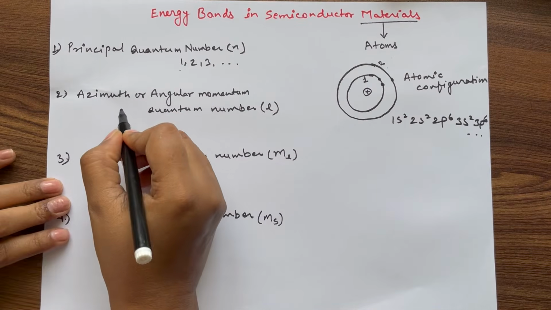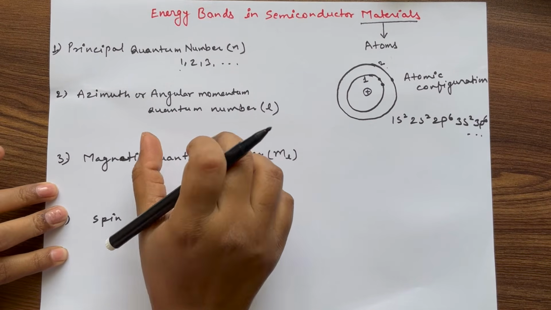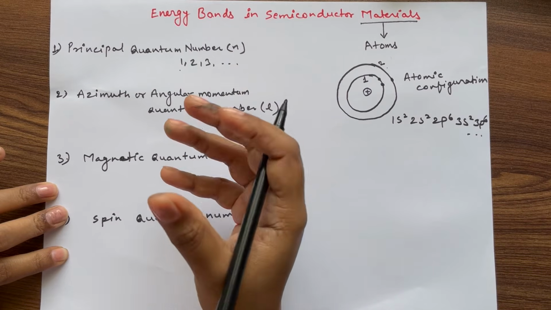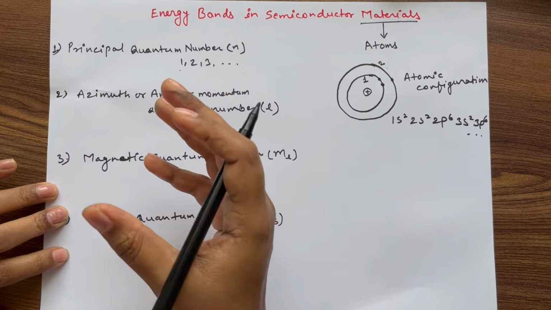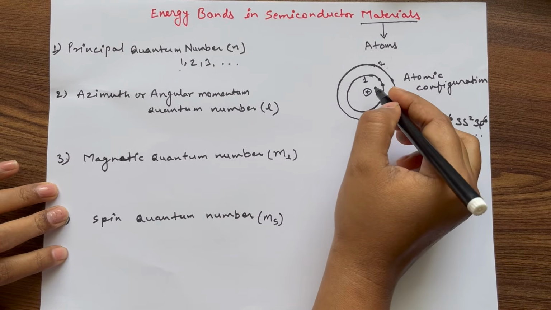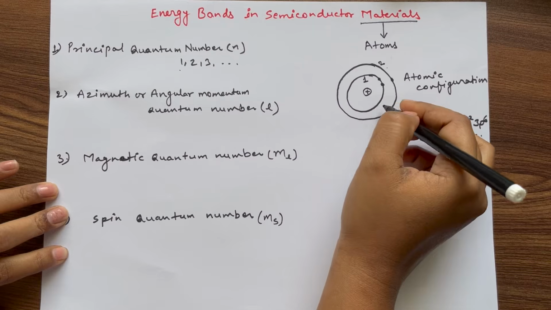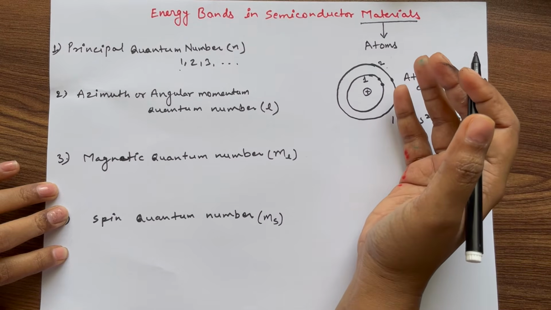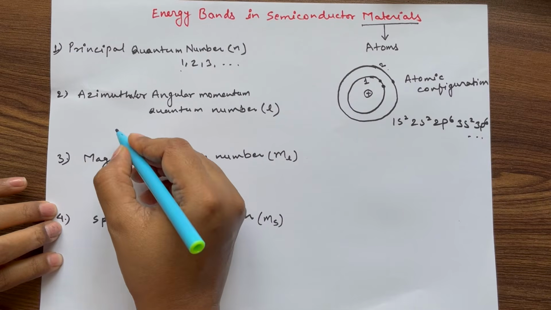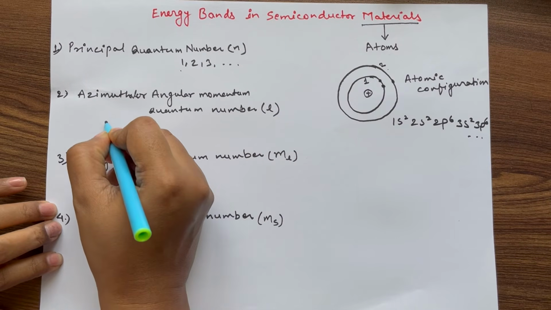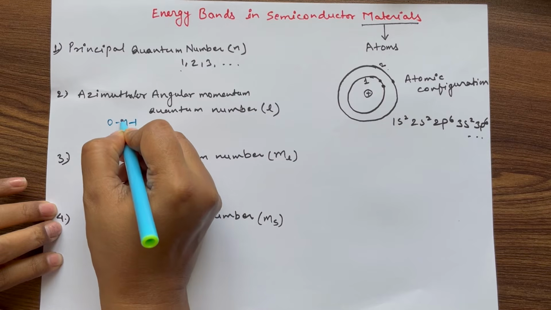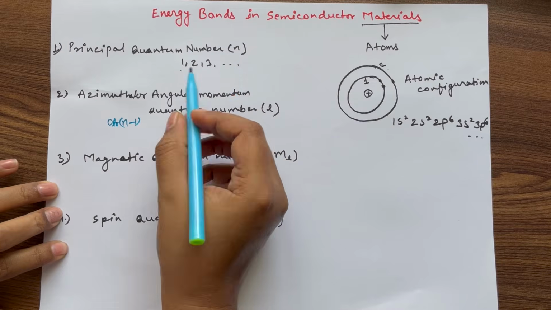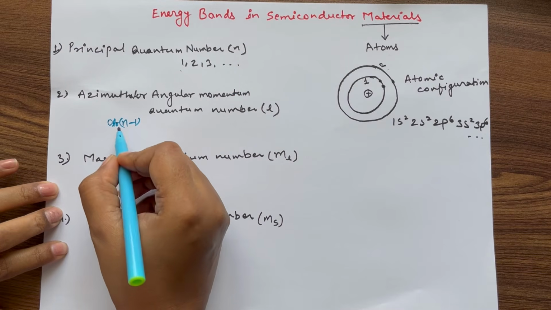The second one is the azimuthal, or angular momentum, quantum number. This quantum number describes the shape of the electron's orbital and its angular momentum. So what are orbitals? In an atom, orbitals are the regions around the nucleus where the probability of finding the electron is highest. This azimuthal quantum number can be any integer from 0 to n-1. If the principal quantum number is n, then it will have values from 0 to n-1.